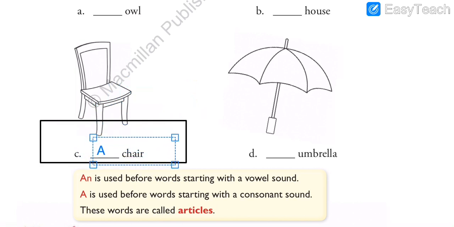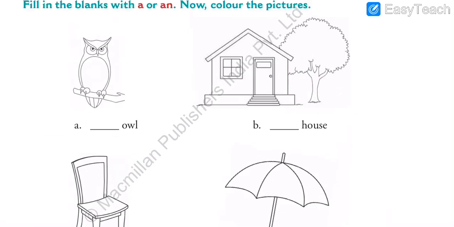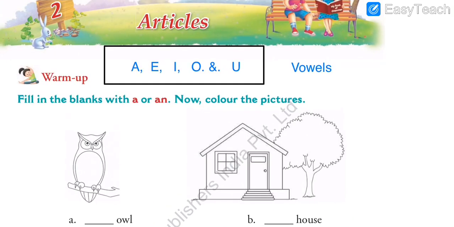So A. Again, I am going to repeat for you. Why do we put A before the word chair? Because the word chair starts with the alphabet C. The spelling of chair is C-H-A-I-R, so it starts with C. Is C a vowel? No, C is not a vowel. So what are the vowels? A, E, I, O, U. These five alphabets are vowels in English grammar, right?